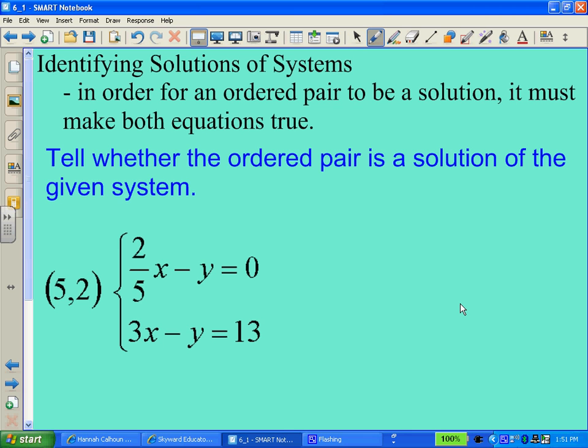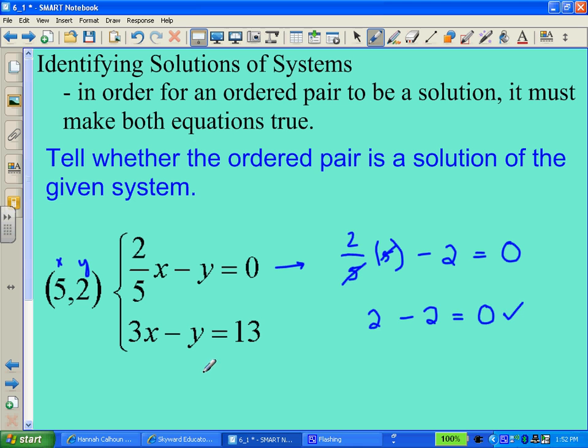So let's take a look at the first example here. You can see I have 2 equations and then the ordered pair 5, 2. Remember that x always comes first, so x is 5 and y is 2. So all I'm going to do is plug in 5 for x, so I have 2/5 times 5 minus, and I'm going to plug in 2 for y, minus 2. And that is supposed to equal 0. Well, let's check if it does. 2/5 times 5 is 2, and then I have 2 minus 2, which is in fact 0, so that works.